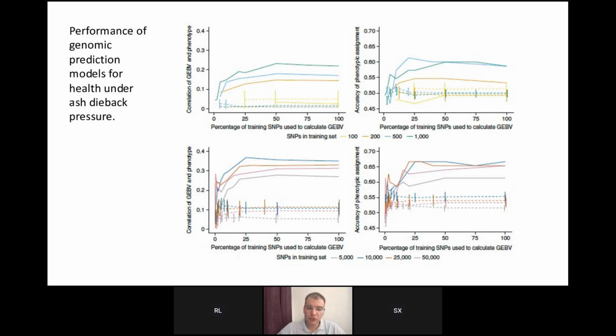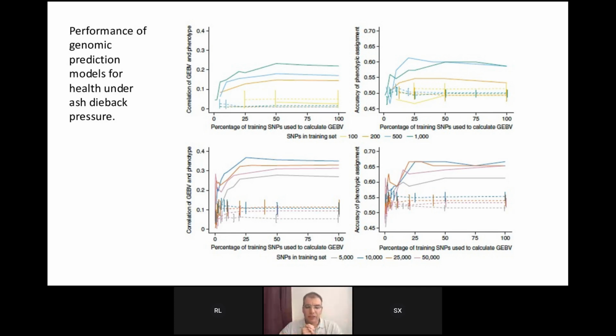And then if we look at the two charts on the right-hand side, this is the accuracy of our phenotypic assignments of the trees. So with a decent number of SNPs, looking at the bottom right-hand chart, with a lot of SNPs in the training population, we could get an accuracy of over 0.65. So what this means is, if you gave us a certain tree, we could predict from our genetic data how badly affected by ash dieback it would be, and 65% of the time we would be right.